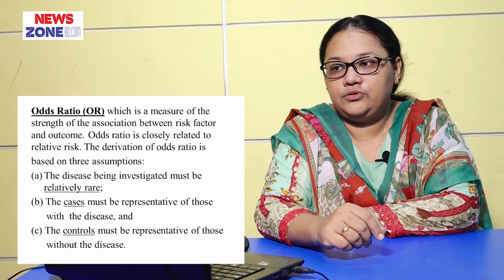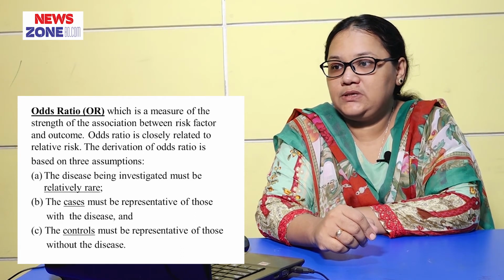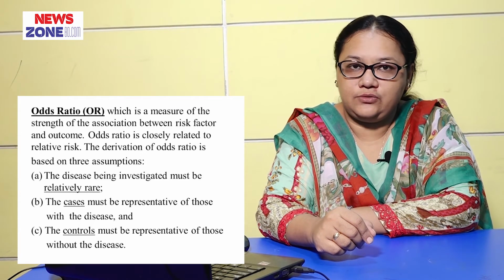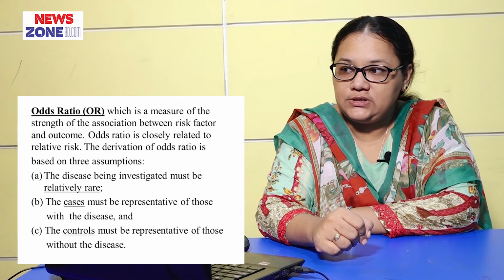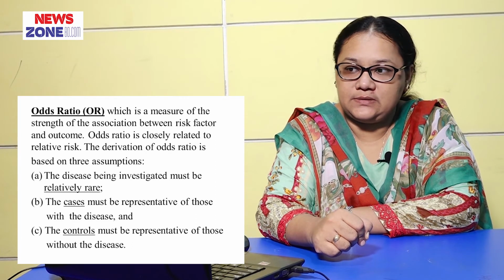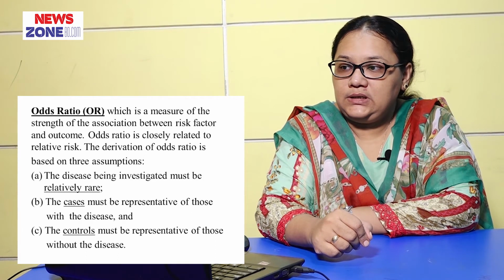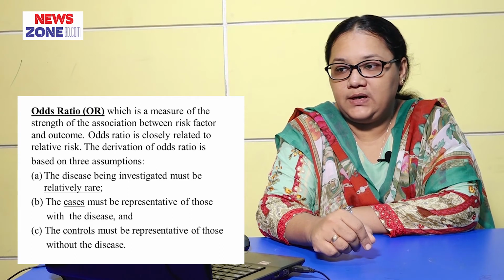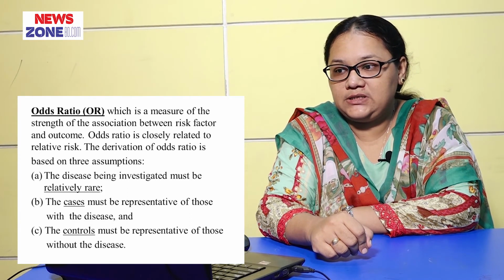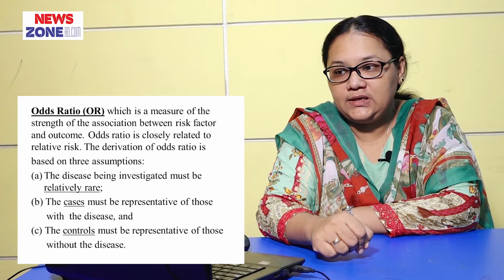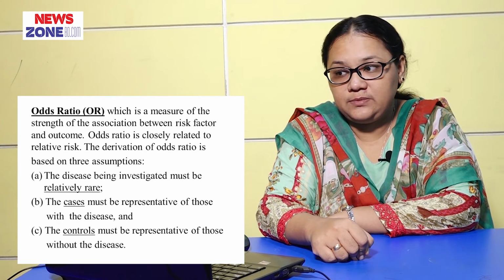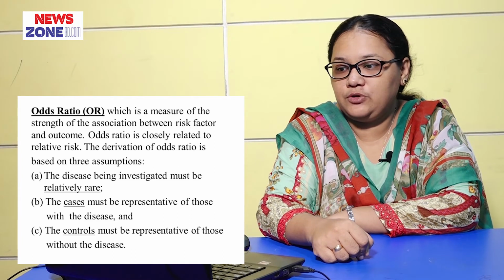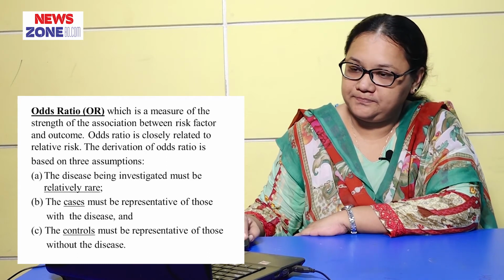Now we have to know odds ratio, which is a measure of the strength of the association between risk factor and outcome. Odds ratio is closely related to relative risk. The derivation of odds ratio is based on three assumptions. First, the disease being investigated must be relatively rare. Second, the cases must be representative of those with the disease. And third, the controls must be representative of those without the disease.